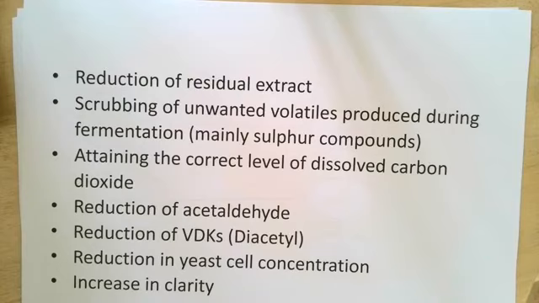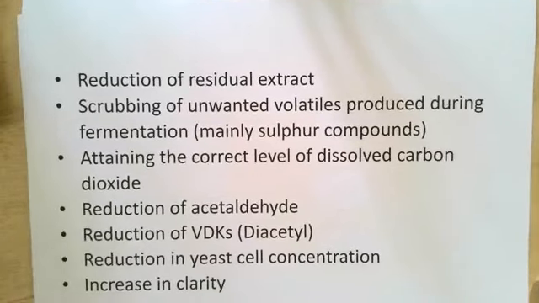Scrubbing of unwanted volatiles, so that would be mostly hydrogen sulfide, that rotten egg smell that you quite often get in and around lager breweries. You want to get rid of that. Obtaining the correct level of dissolved carbon dioxide. Now that's just the fizziness of your beer, so you want to have enough extract there that you can create fizzy beer.